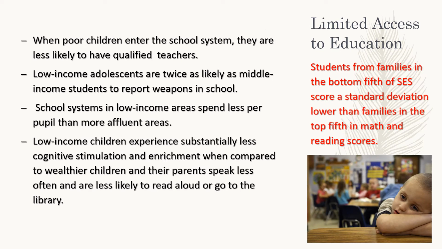Limited access to education. Students from families in the bottom fifth of SES score a standard deviation lower than families in the top fifth in math and reading scores. When poor families enter the school system, they are less likely to have qualified teachers. Low-income adolescents are twice as likely as middle-income students to report weapons in school. School systems in low-income areas spend less per pupil than the more affluent areas.